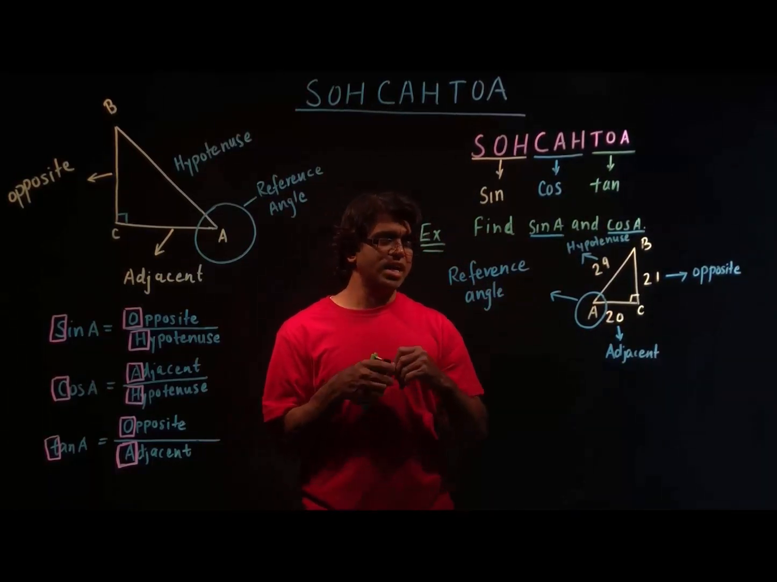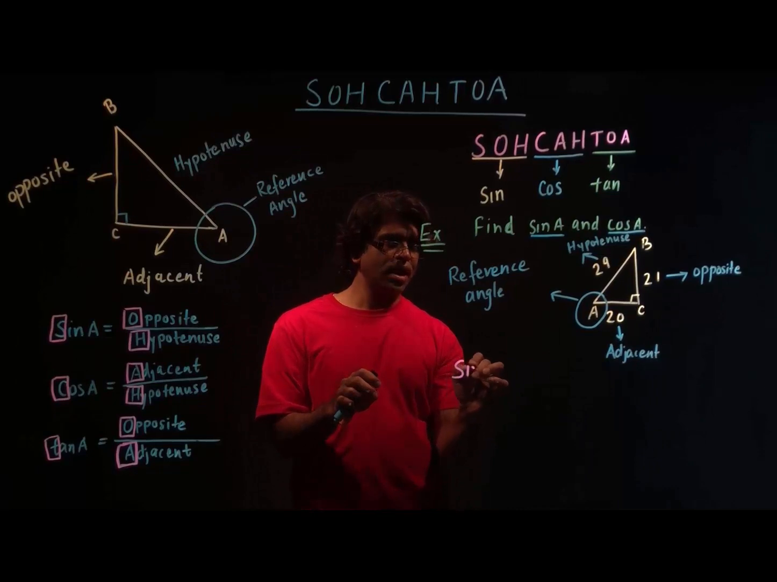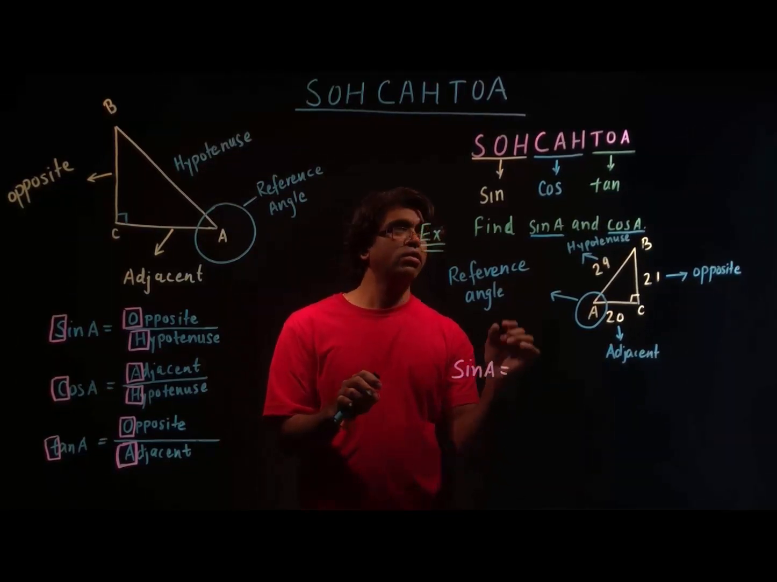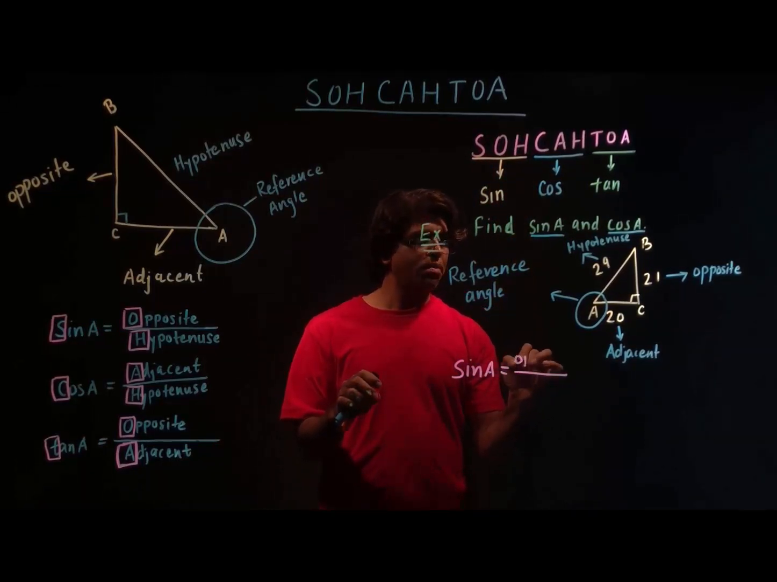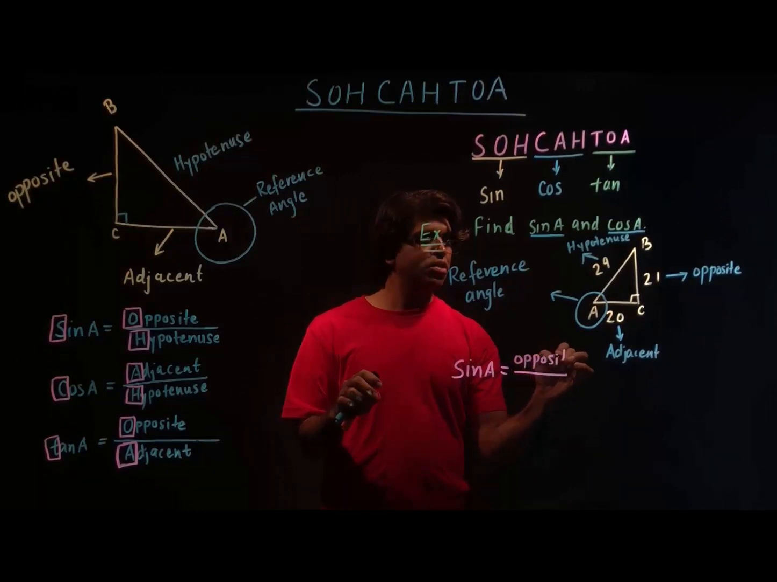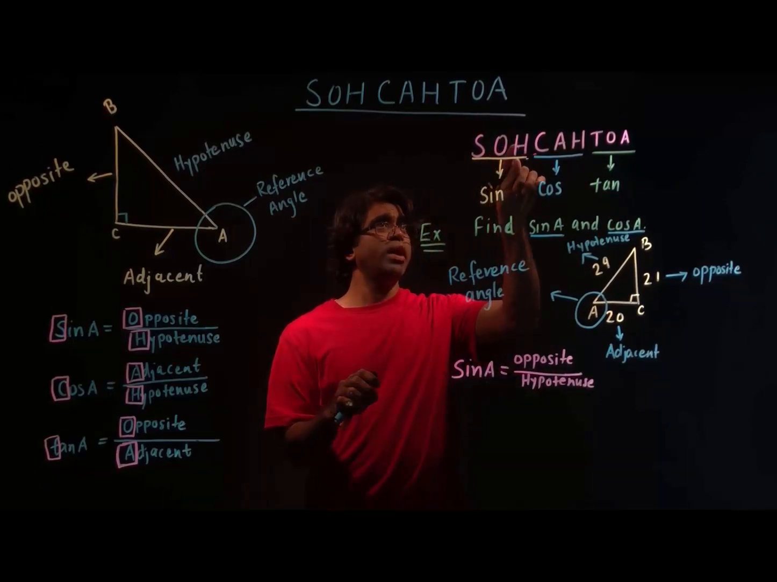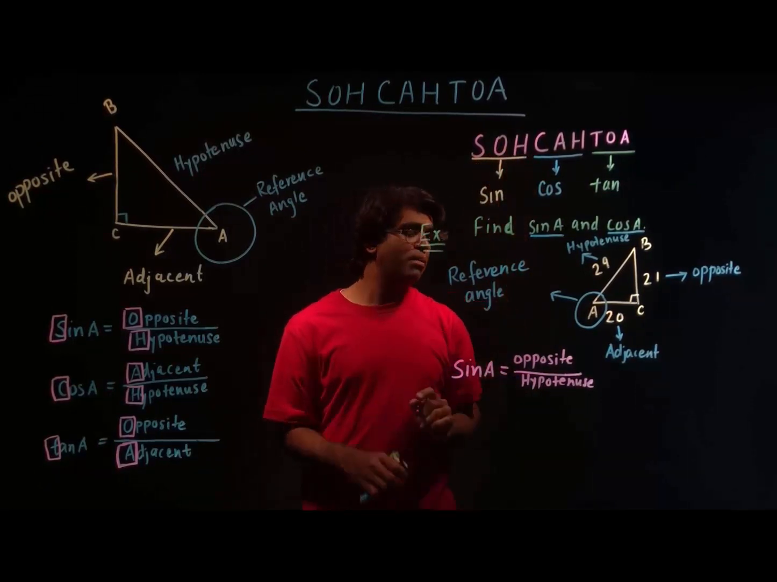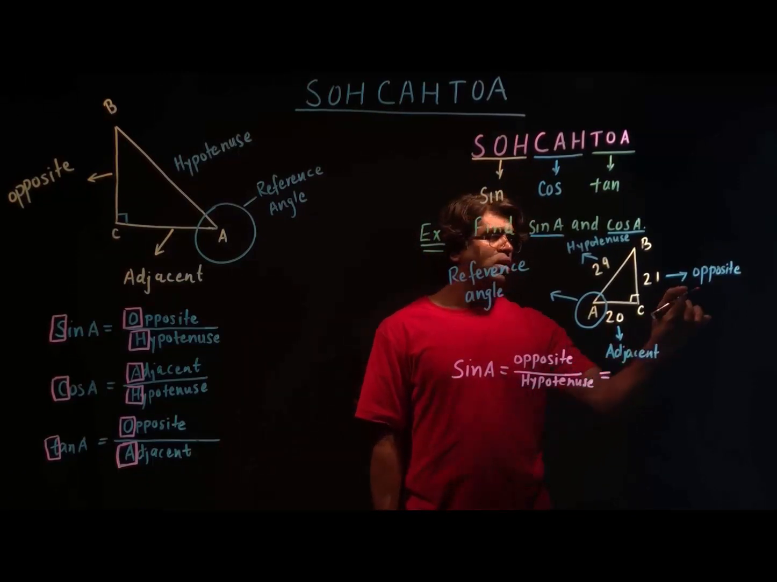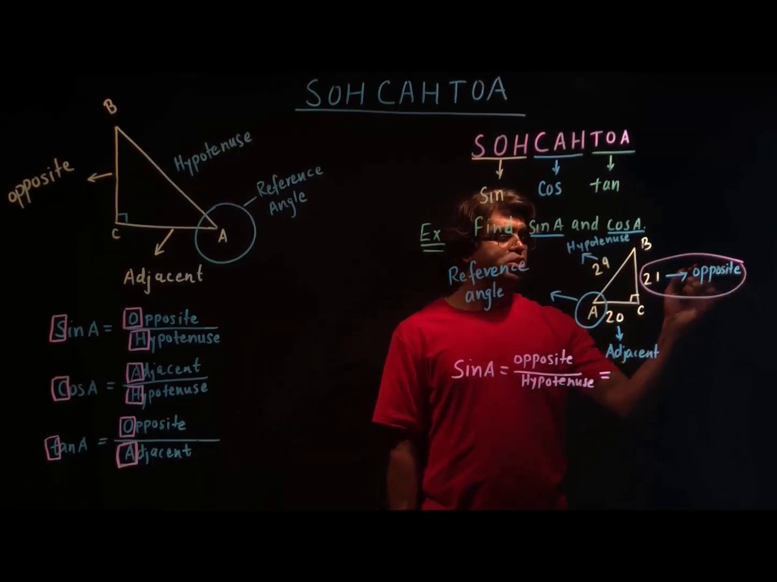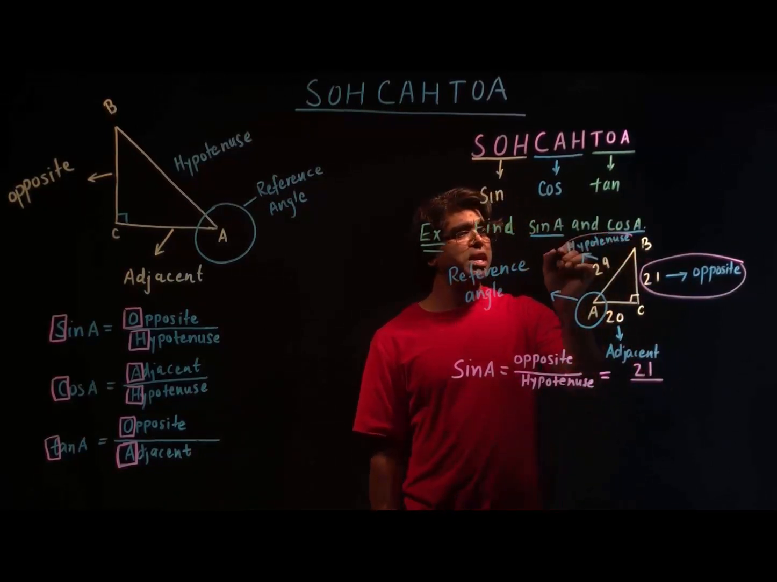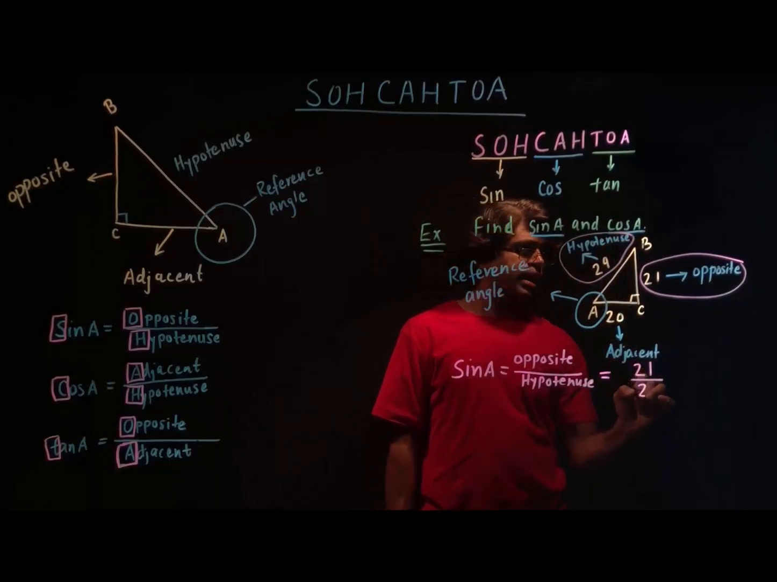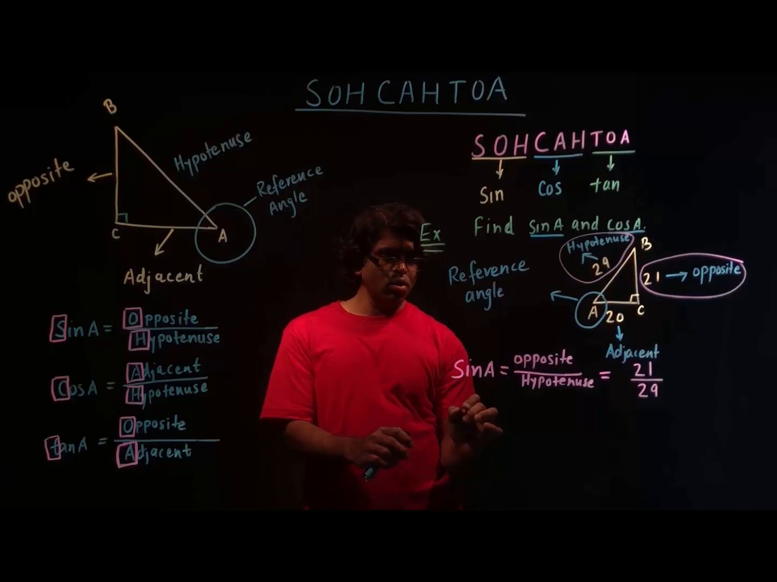So let's find the sine of A. Sine is opposite over hypotenuse, so sine is OH. And what is my opposite? If you look closely, my opposite is 21. So I have 21 over my hypotenuse, which is 29. Now, what is my cosine?